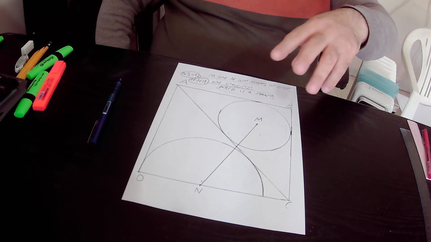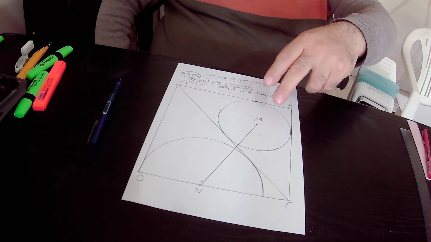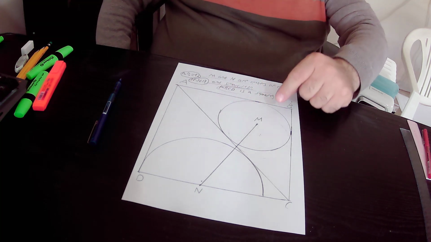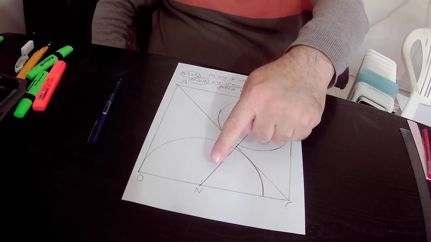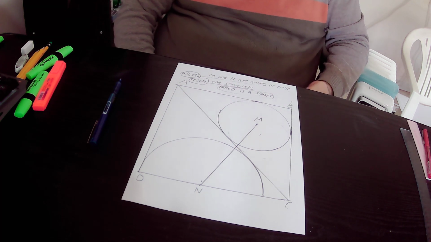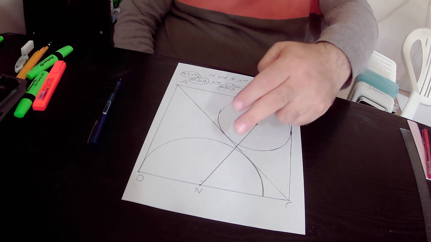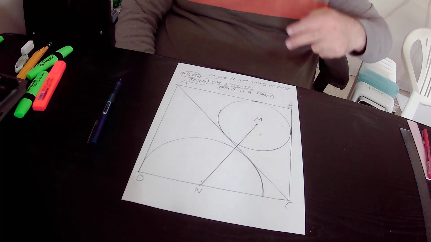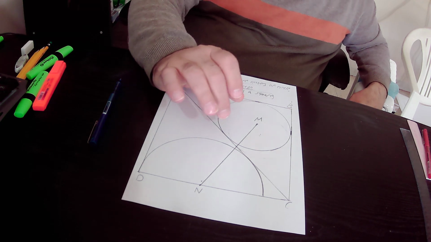And inside this square, we have a circle and a semicircle. The center of this circle is at point M. The center of this semicircle is at point N, and we want to find out the distance between the centers of the circle and the semicircle. That is to say, we want to find out the length of line segment MN.